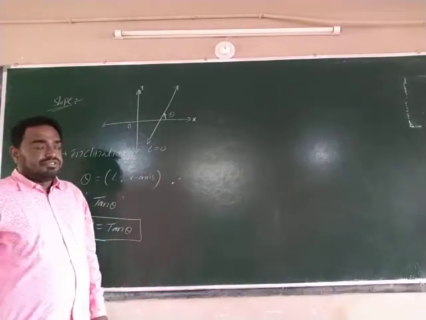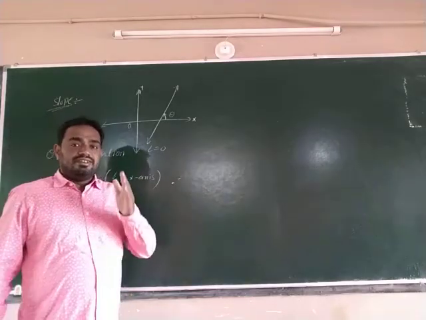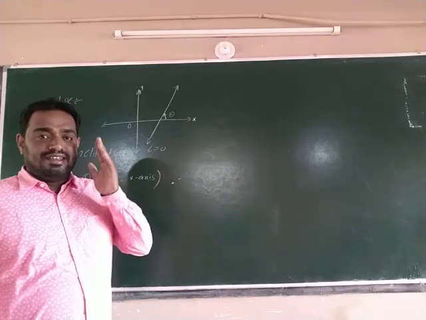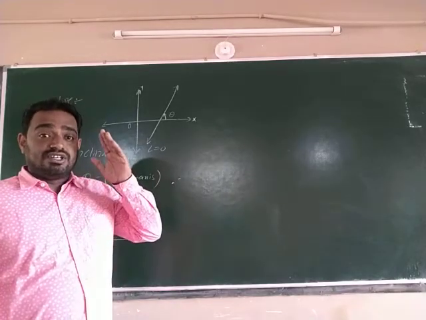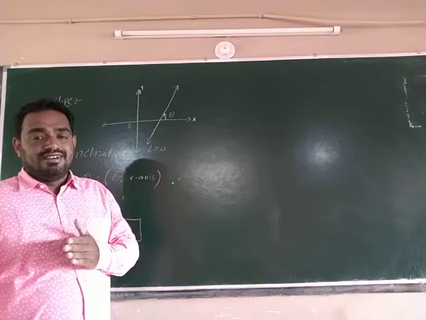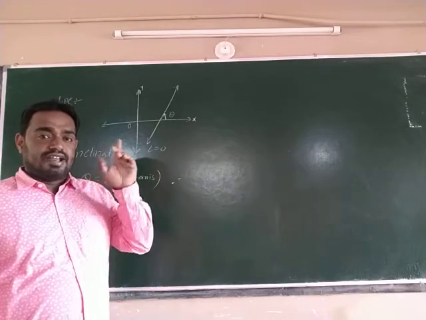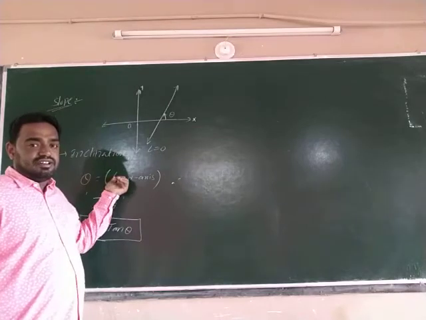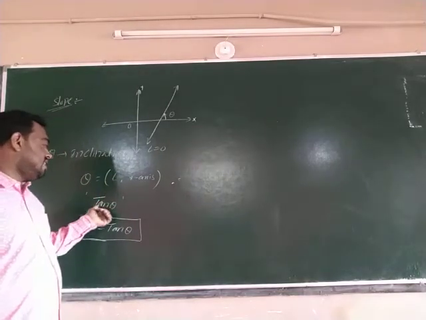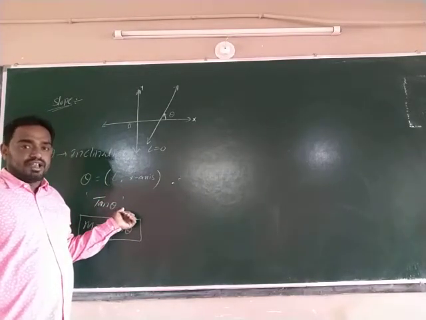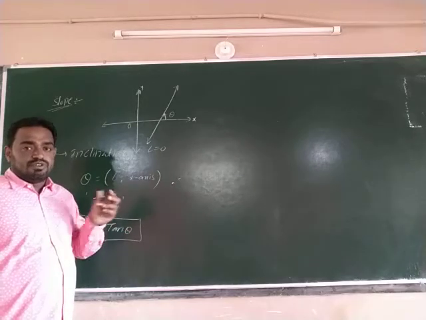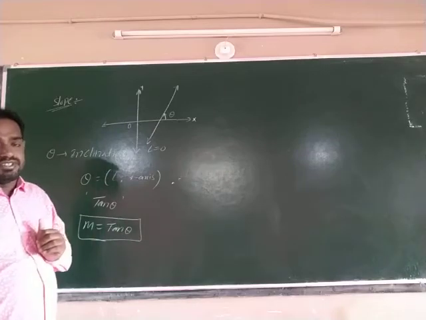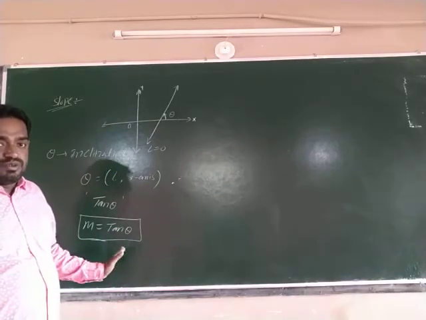Again, see the slope definition. A non-vertical line makes an angle theta with the positive direction of the x-axis, measured in the anticlockwise direction. Then theta is called inclination and the tan theta value is called the slope of the line. It is denoted by m, therefore m is equal to tan theta.